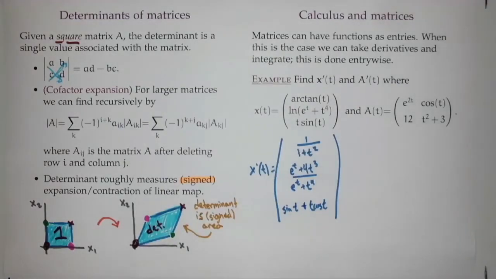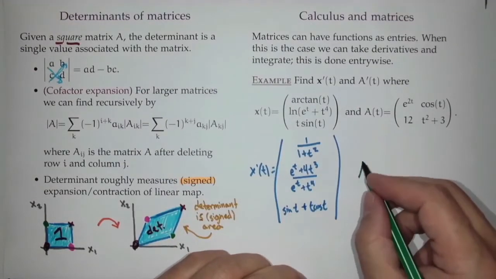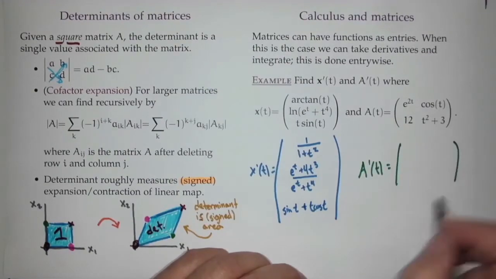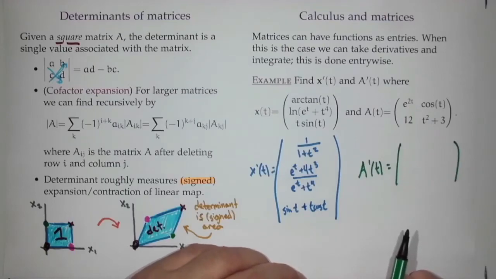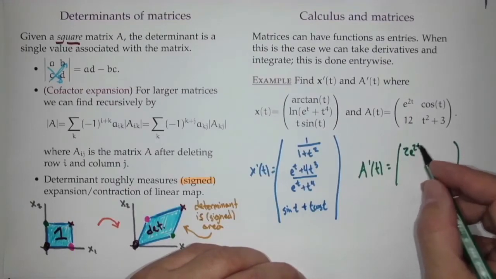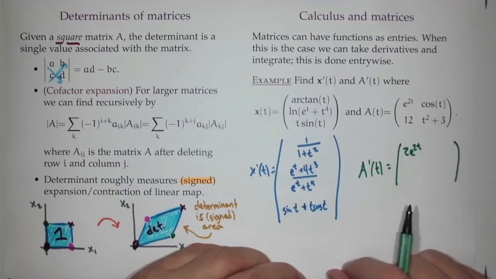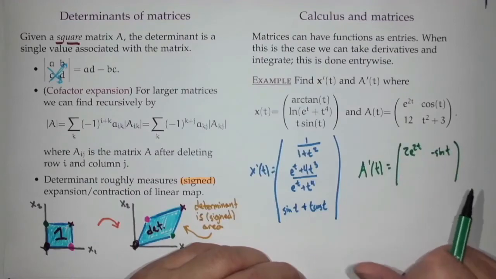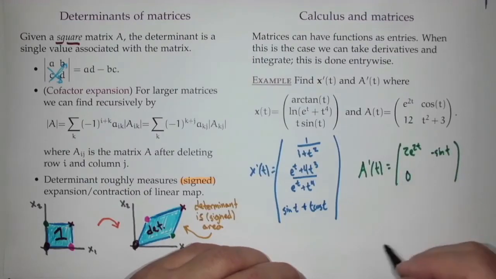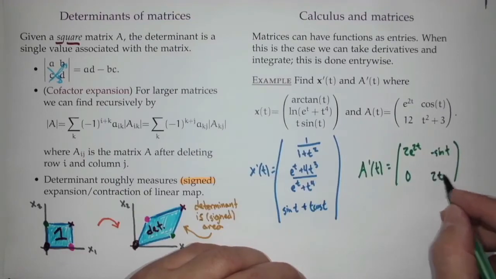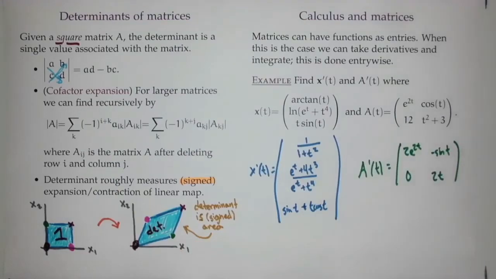All right. What's A prime? Well, it's a 2 by 2, so now we're going to have 4 entries. Derivative of e to the 2t: 2e to the 2t. Derivative of cosine t: negative sine t. Derivative of 12: 0, because it's a constant. Derivative of t squared plus 3: 2t. So taking derivatives, no problem.